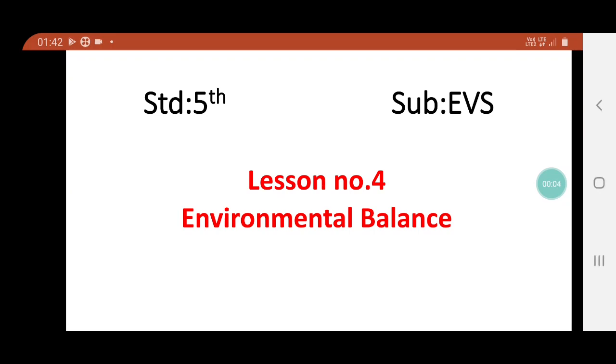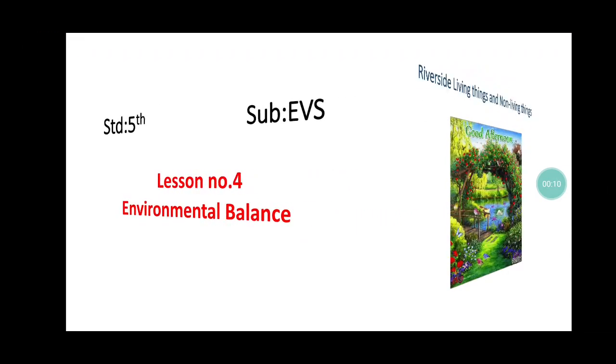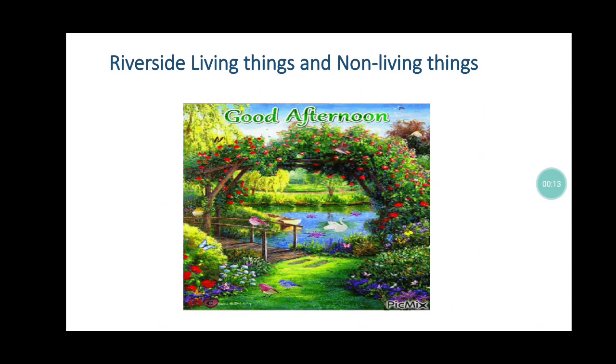Today we are going to learn lesson number 4, environmental balance. Look at this picture. Here you can see different types of birds, also different types of butterflies, flowers, creepers. We can see the non-living things like sky, water, wood and soil. Also, you can observe near your house, in the school garden or in a field and list out the living and non-living things that you observe there.